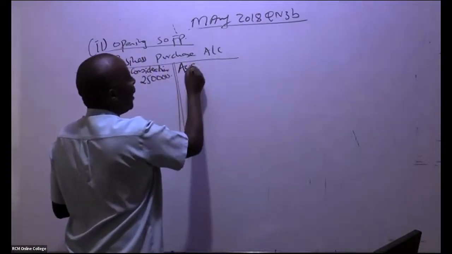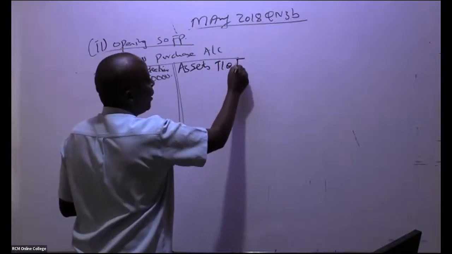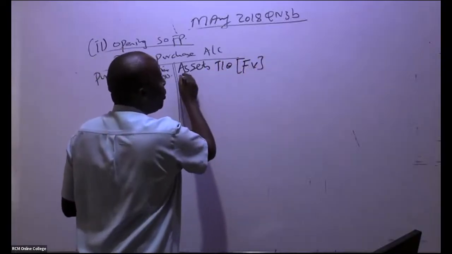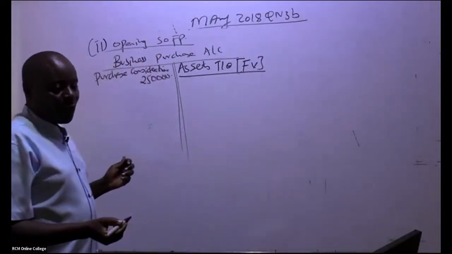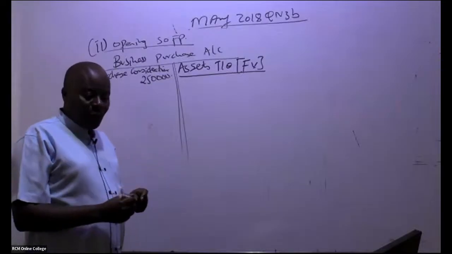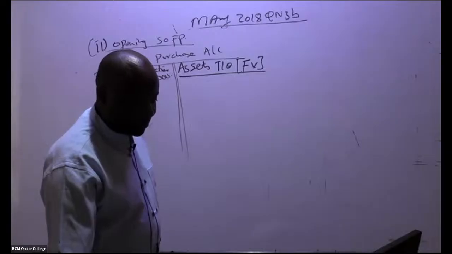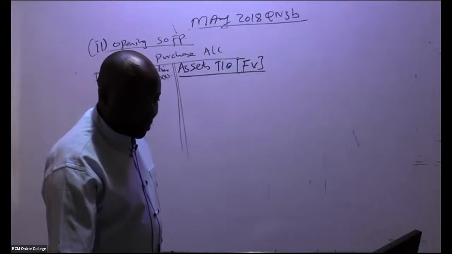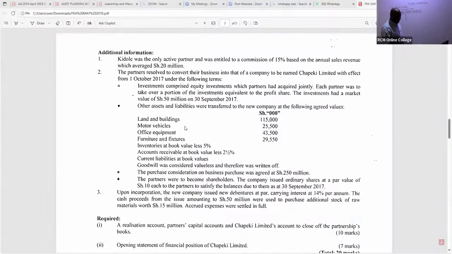So you write here, assets taken over. And remember, for assets taken over, you always use fair value. So go to note number 2 and pick this. You are taking them at fair value, at market value. So write land and buildings, 115,000. Very easy. These are the assets and liabilities which were transferred to the new company. So land and buildings, 115,000, fair value.